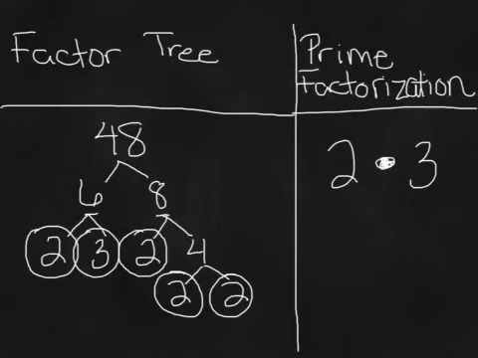And last but not least, now we need to count how many number 2's we have that we're multiplying together. 1, 2, 3, 4. 4 number 2's, so that means I need an exponent of 4. We have 4 number 2's being multiplied together. How many 3's do we have? Just 1, so do I need to put an exponent of 1 up here? No, I don't. I understand that this is 1 number 3 right here. So your prime factorization for the number 48 is 2 to the 4th power times 3.